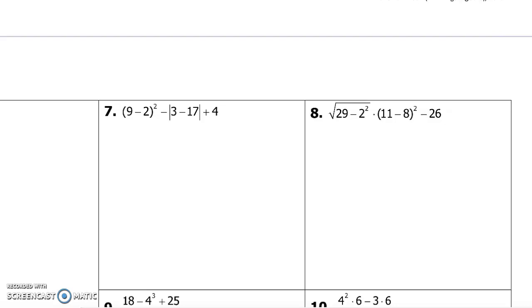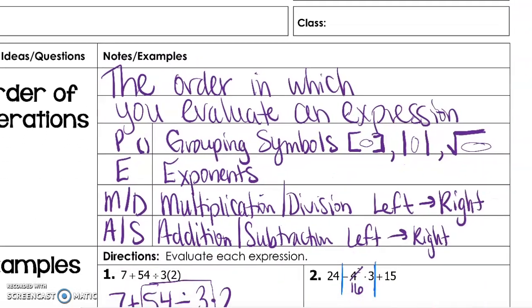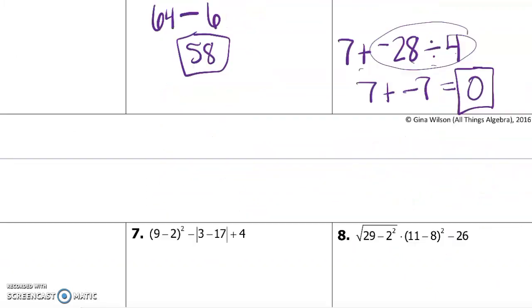This video covers page 19 of your notes. So on page 18, we wrote down the order of operations, so if you need to flip back and forth to look at those. But remember, we do our groupings first, exponents, multiplication and division from left to right, and then addition and subtraction also from left to right.